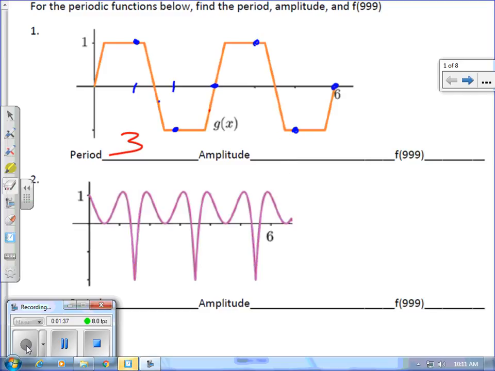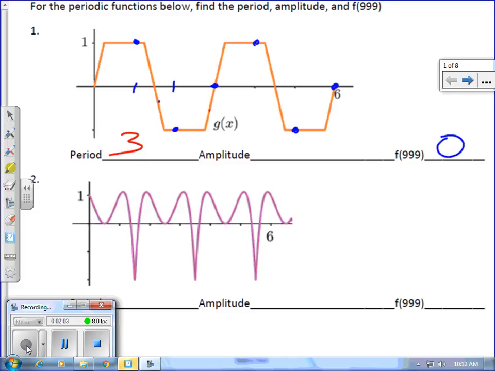So what's f of 999? It's going to be 0. It's going to be on the 3. Why? 999 is divisible by 3. The pattern you see is that all numbers divisible by 3 are going to be back at 0. So since 999 is divisible by 3, we can predict that it'll be back at 0 by then.